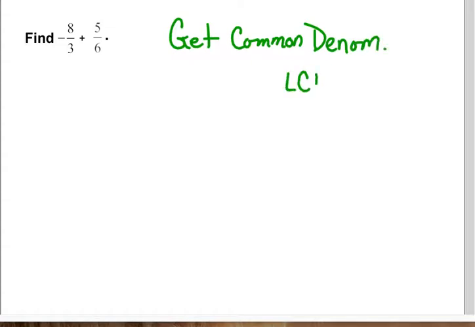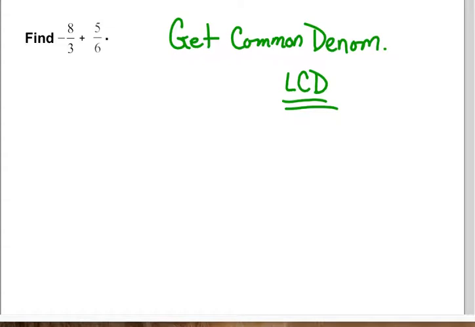So, I have negative 8/3 plus 5/6. What am I going to need to do first? What do I want to do first? Gabriel. Find a common denominator. We also call that the least common denominator, typically because that's going to keep that denominator the smallest.